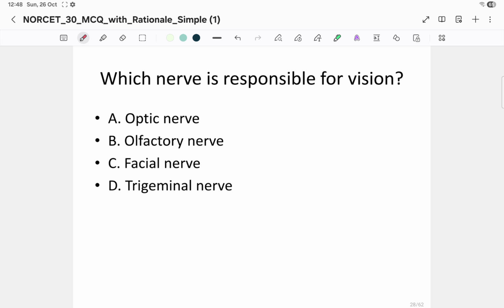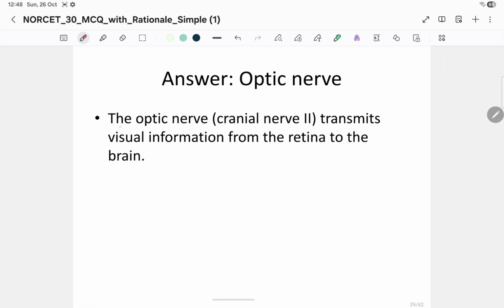Next, which nerve is responsible for vision? A, optic nerve, B, olfactory nerve, C, facial nerve, D, trigeminal nerve. And the correct answer is option A, optic nerve. This is cranial nerve number 2, which is responsible for vision. The optic nerve transmits visual information from the retina to the brain. Clear?